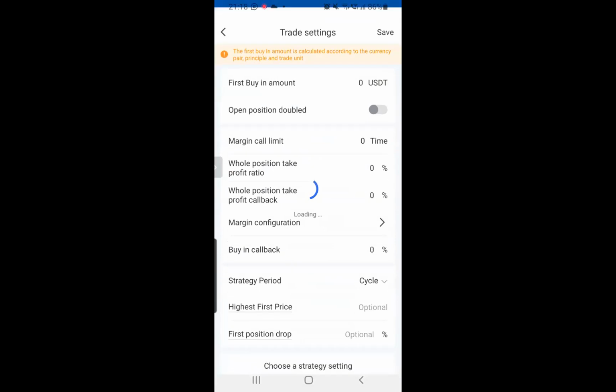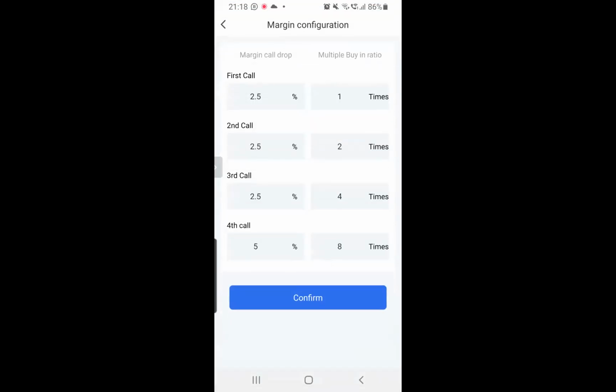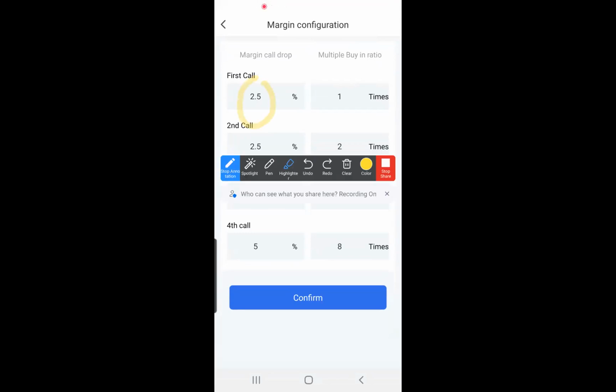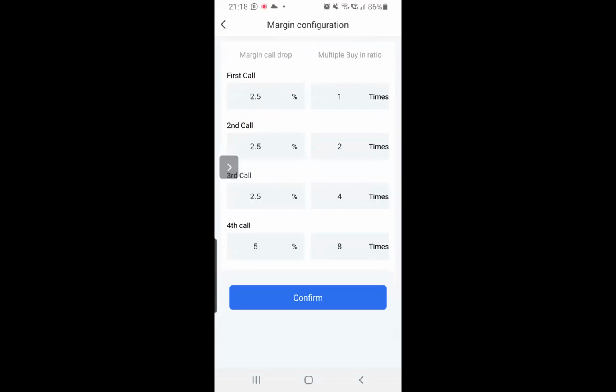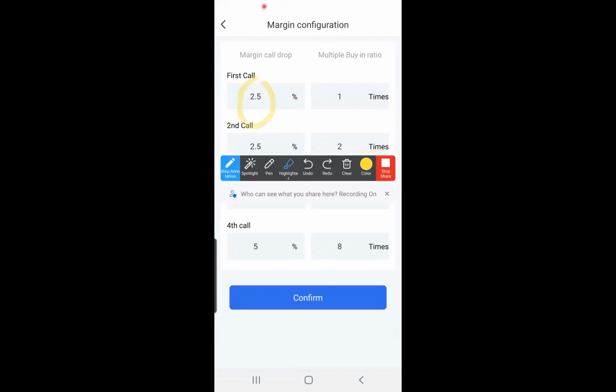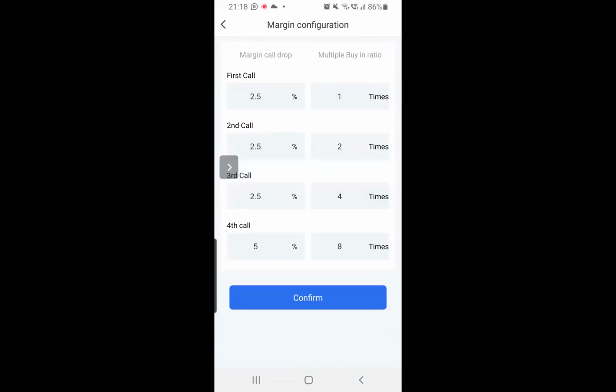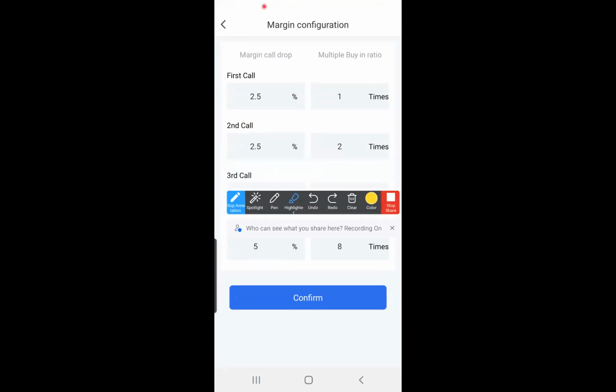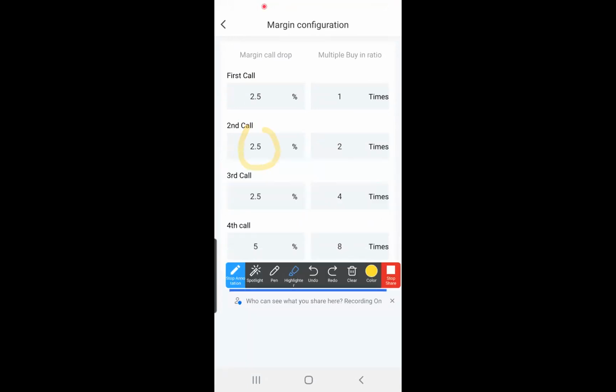Because I manipulated this thing, I didn't follow my plan strictly. You see, I made this one 2.5% like I thought, but this one I'm supposed to make 5%, but I made it 2.5%. I made this one 2.5% because I want the market to hit these levels and invest more money for me, right? Now 5% is still there, waiting.